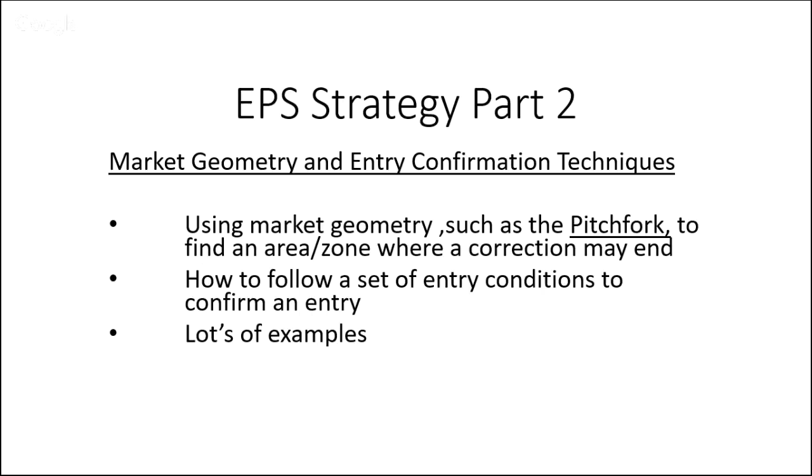We use market geometry such as a pitchfork to find areas or zones where corrections may end. Specifically in my strategy, we are more focused on finding where a correction might end within a trend, and then finding low-risk setups where that correction would hopefully go in the direction of the main trend again.